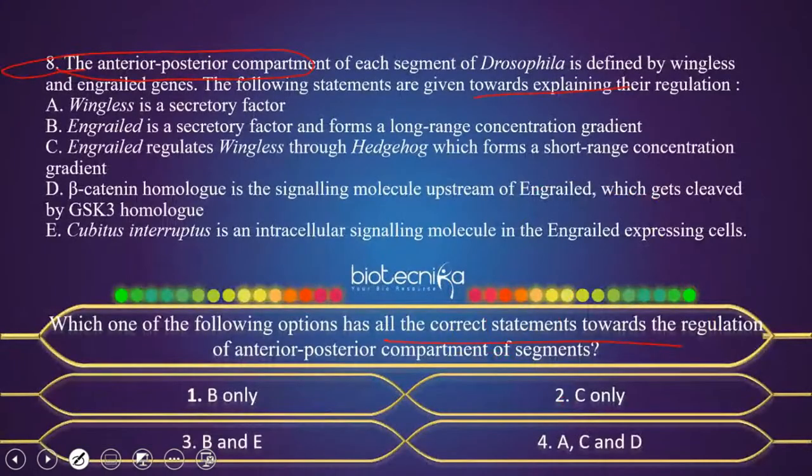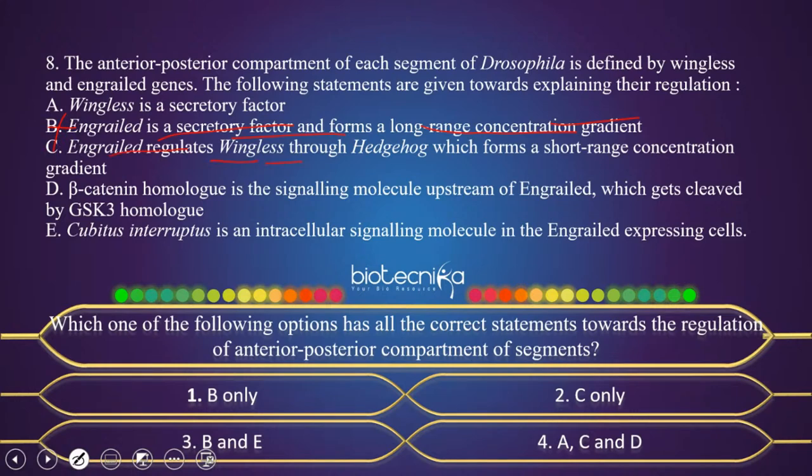So what is it saying? Wingless is a secretory factor. Yes, it is. It is released in the nearby cells. Engrailed is a secretory factor. No, engrailed is expressed in the cell. Hedgehog is released and it forms a long range concentration. No, it forms a short range concentration. It doesn't form a concentration, it is just released in the shorter range. So B is not correct.